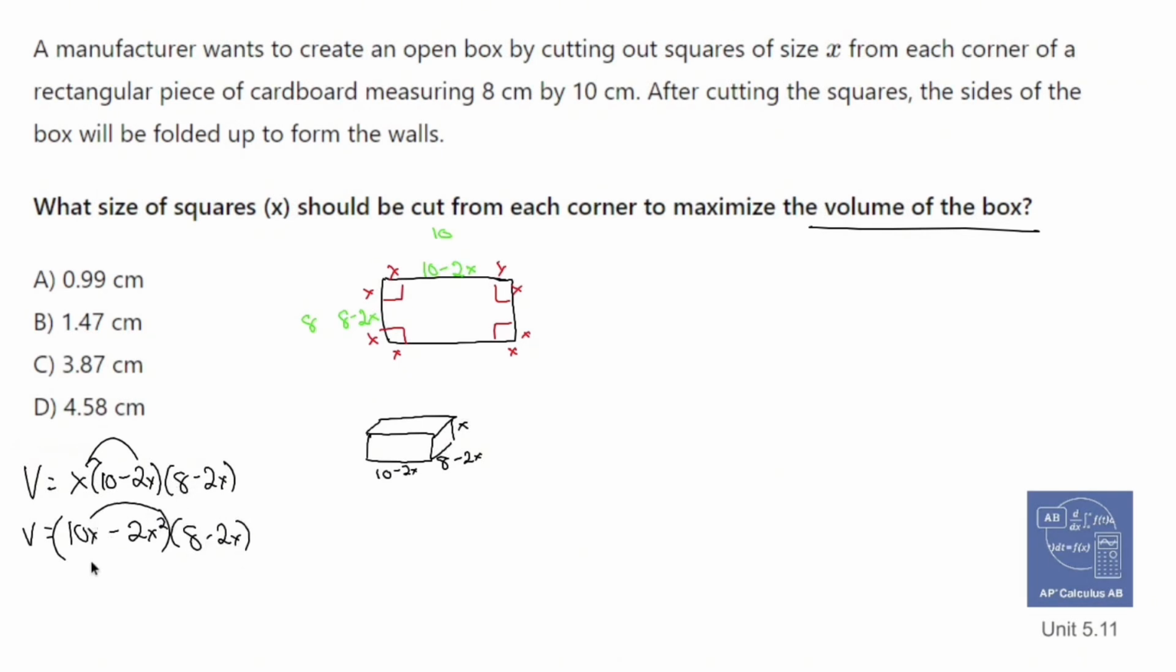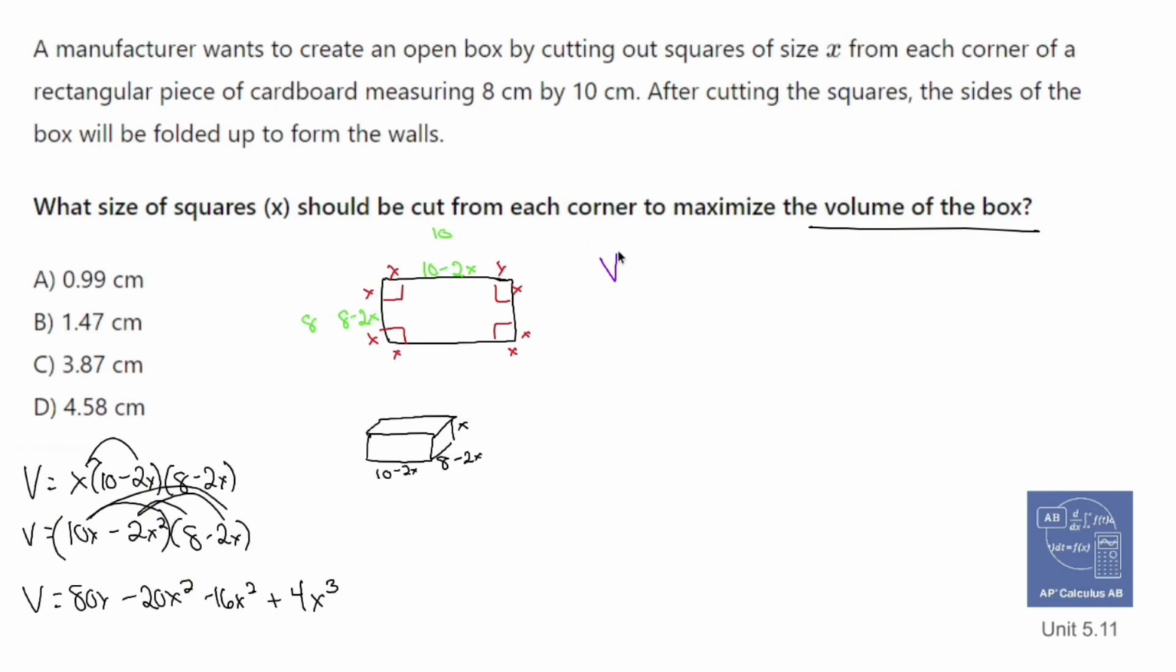Let's FOIL stuff out. 80x minus 20x squared minus 16x squared plus 4x to the third. And that's my volume formula. Now what I need to do is take that volume formula and take the derivative of it. That's going to help me find maximum or minimum values.